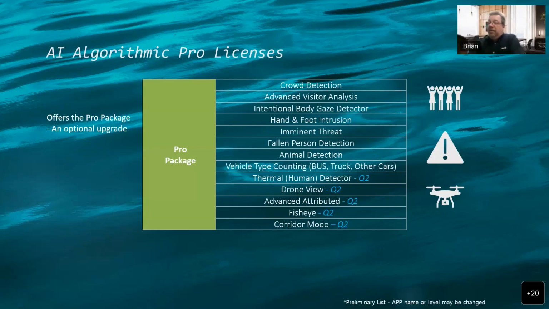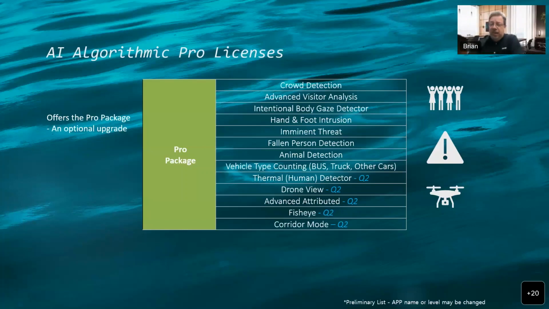Hand and foot intrusion. This goes back to what we were talking about with the advanced object detection. Basically, when just the foot or the hand, or hands and feet, enter a certain zone, it could be indicative of somebody attempting to do something, well, not legal, but of interest. Fallen person detection, animal detection, vehicle type counting. So now we can get into more advanced object classification by being able to say that the vehicle is either a bus, truck, or a car.